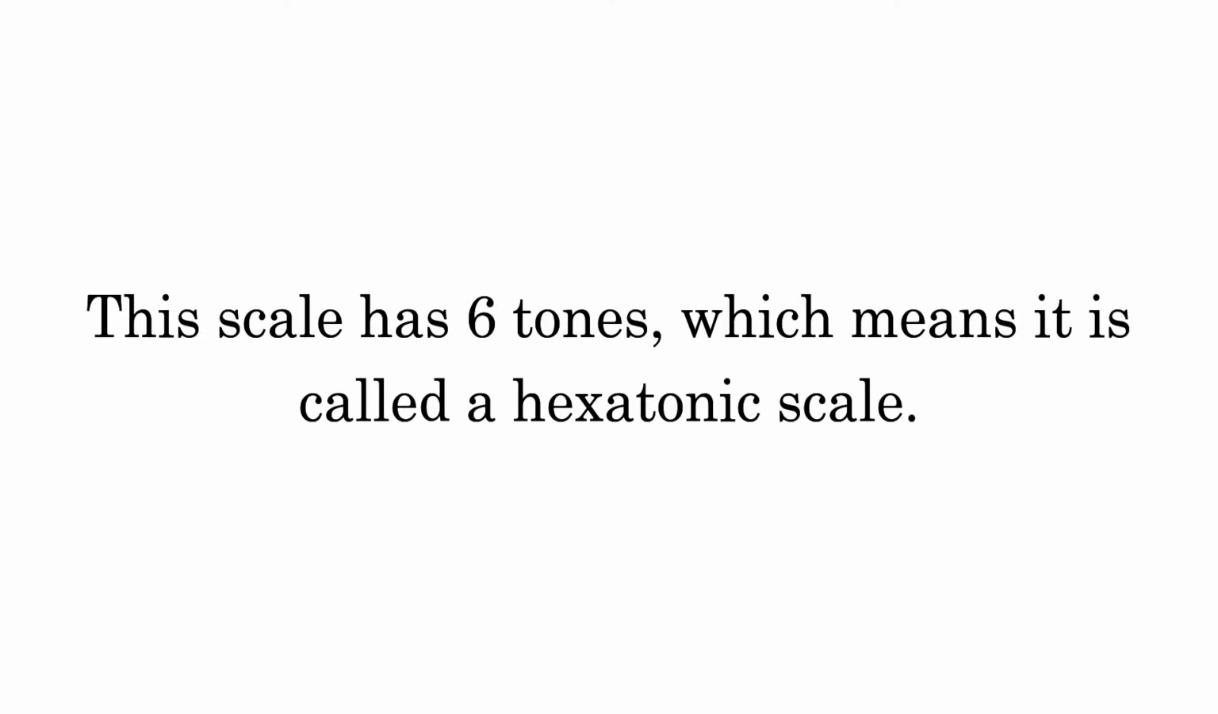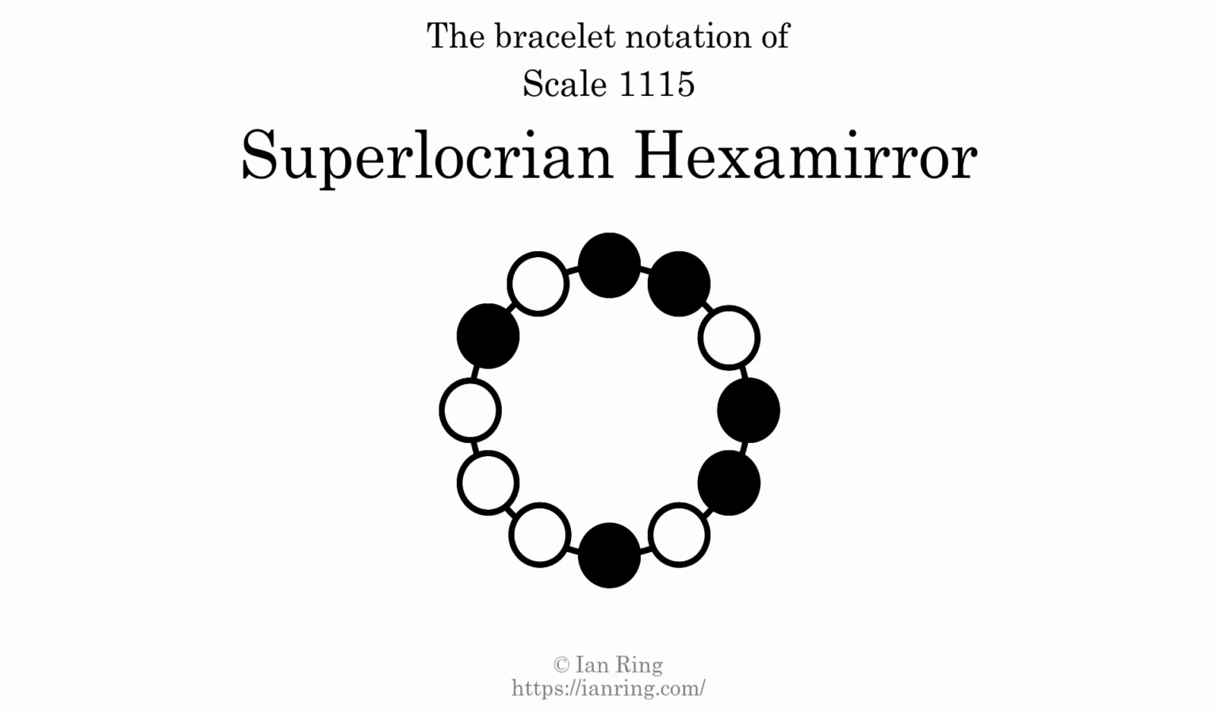This scale has 6 tones, which means it is called a hexatonic scale. This is a bracelet notation diagram of scale 1115. The shaded circles represent tones that appear in the scale, and they are read clockwise, starting at the top.